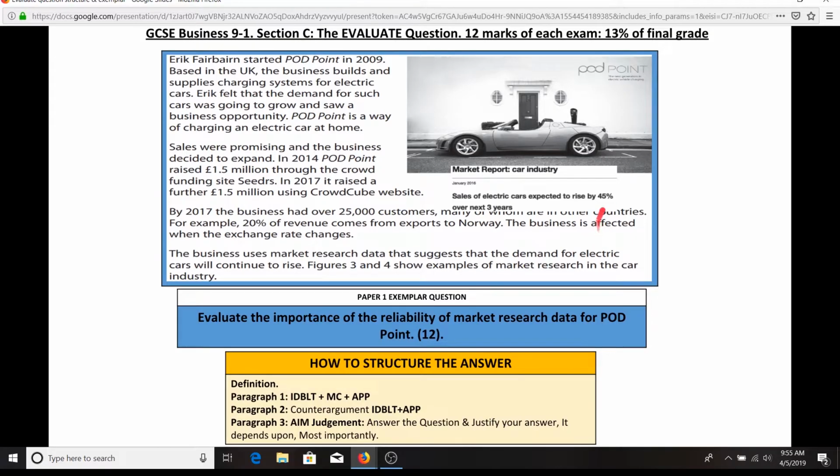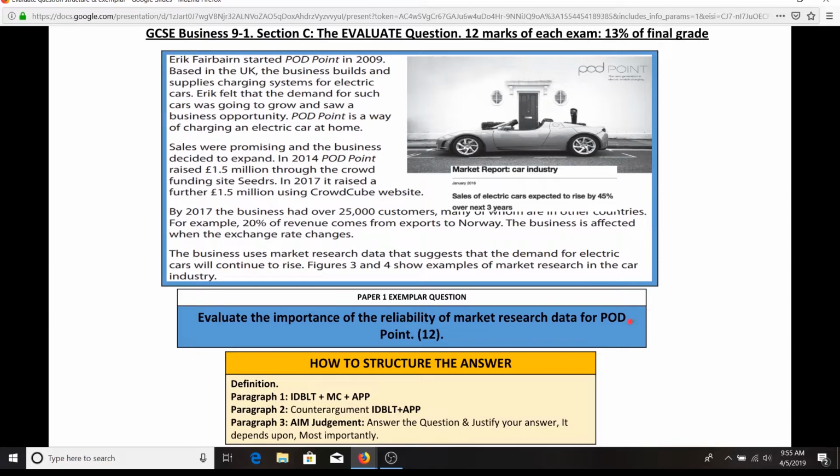Immediately looking at this, we can see it's about charging electric cars. We can see that there's good market growth expected within this market. 20% of revenue comes from exports to Norway. So you can see you can pull out some numbers fairly easily, and those numbers are easy sources of application.